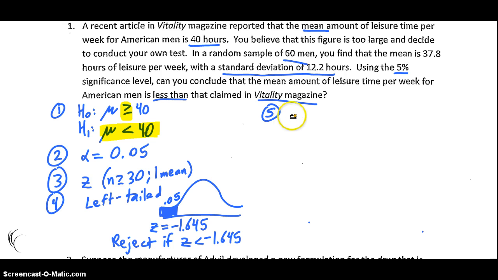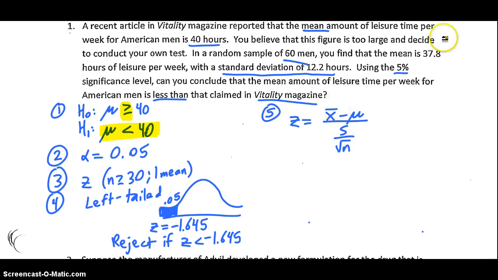Step 5 is to actually calculate the z-score. If it's a 1 mean test, and again, you'll have your notes for this, it's x bar minus mu over s divided by the square root of n. Okay? And remember, you can just type this directly in your calculator.